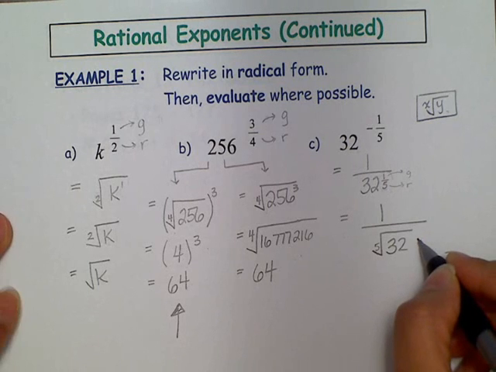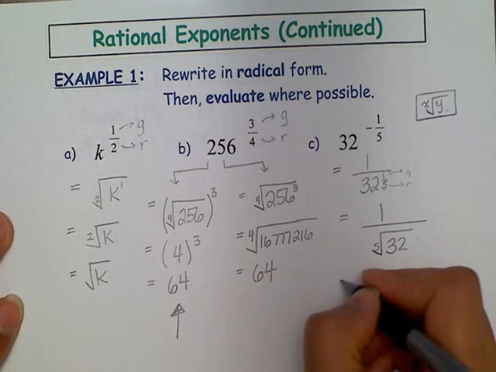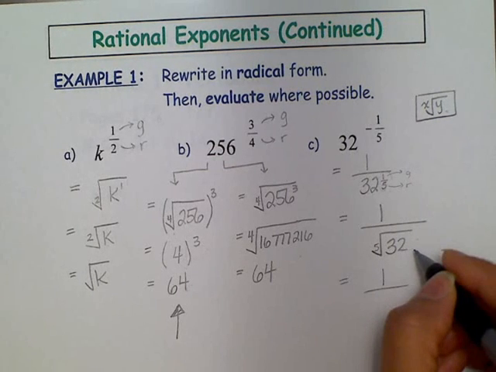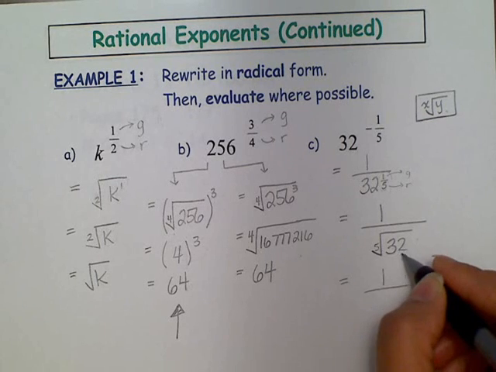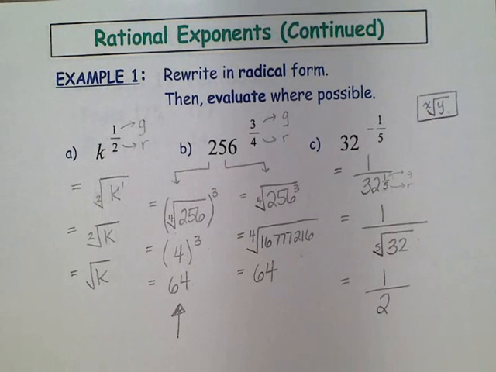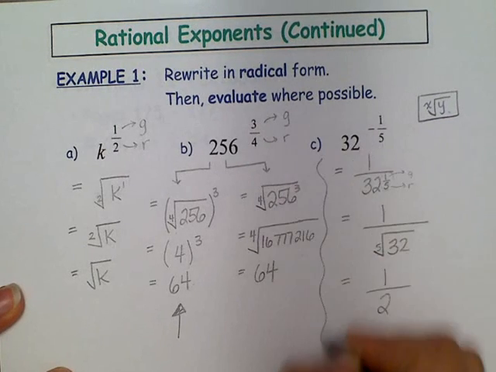So now that this is in radical form, what I need to do is evaluate the denominator. So the 1's happy the way it is. In the denominator, the 5th root of 32 means I'm trying to find some number that multiplies by itself 5 times to give me an answer of 32. So that number would be 2. And so if I simplify that, it gives me an answer of 1/2. Okay?